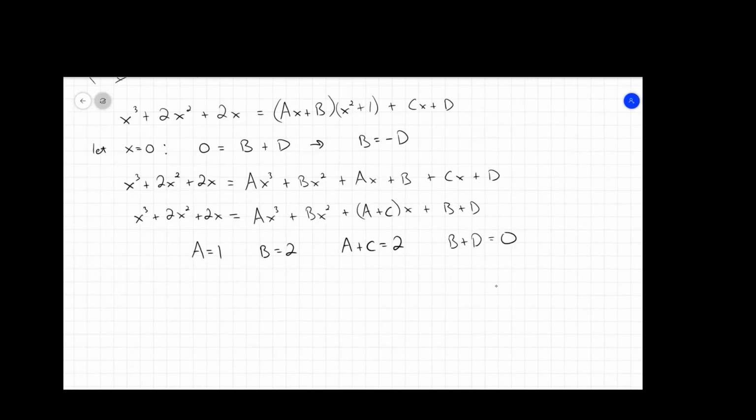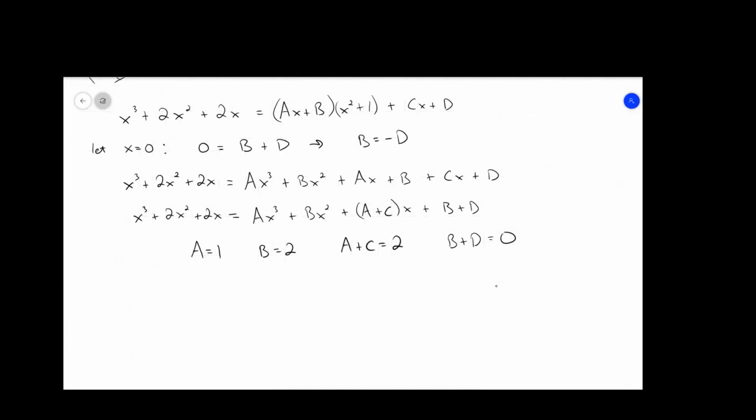All right, well, that's pretty much enough because now I know what a is, and this third equation, a plus c equals 2. If a is equal to 1, then I can just subtract 1 from both sides and get that c is also equal to 1. Then this one here, since I know that b is 2, I know that d must be negative 2. Okay, so now I've got all the unknowns, all 4 of them.